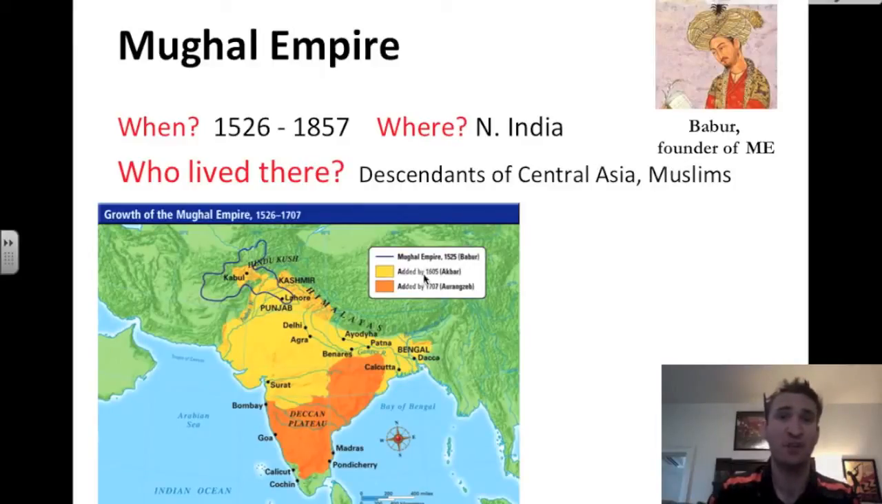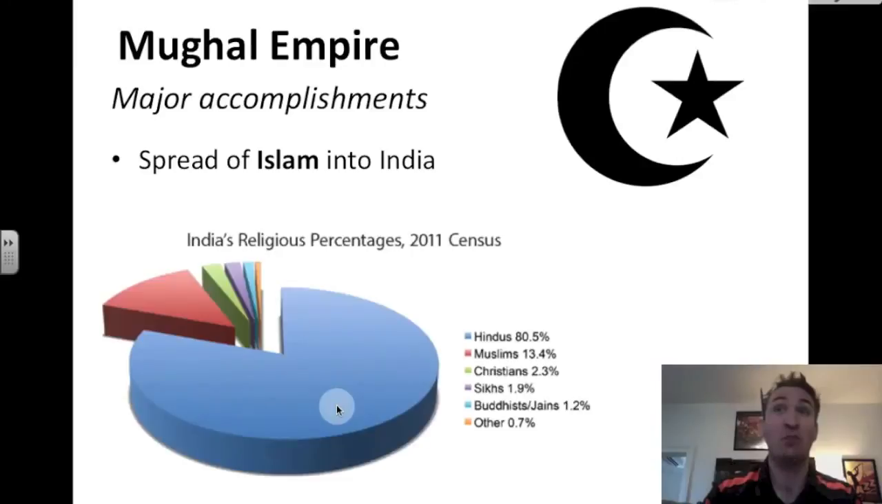Let's look at this map in the lower left here that talks about the growth of the Mughal Empire. It started in this region that is outlined in blue, a very small area of northwestern India and in present-day Pakistan, and it grew slowly but largely into a force. Different leaders of the Mughal Empire expanded its territory. What were the major accomplishments of the Mughal Empire? Well, first, the Mughal Empire spread Islam into India. Today, Islam is the second most practiced religion in India.